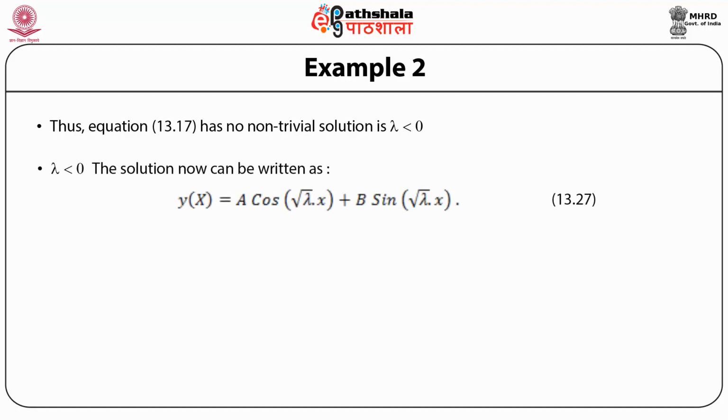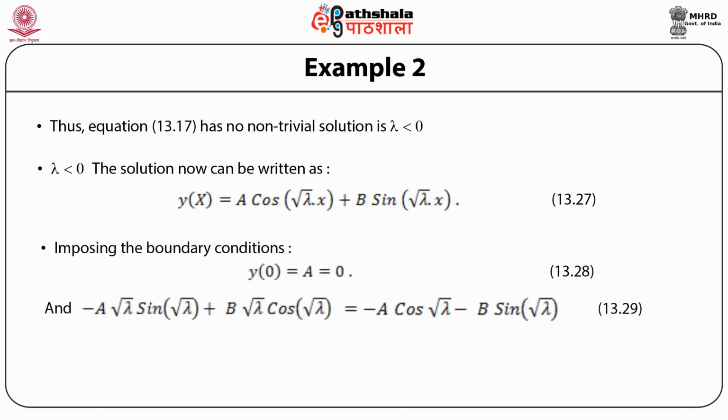For lambda greater than 0, the solution can be written as y of x is equal to a cosine of root lambda x plus b sine root lambda x. Now we impose the boundary condition that at x equal to 0, y of 0 is equal to 0, so since cosine 0 is not 0, a is equal to 0. And the second boundary condition on the derivatives says minus a root lambda sine root lambda plus b times root lambda cosine root lambda is equal to minus a cosine root lambda minus b sine root lambda.